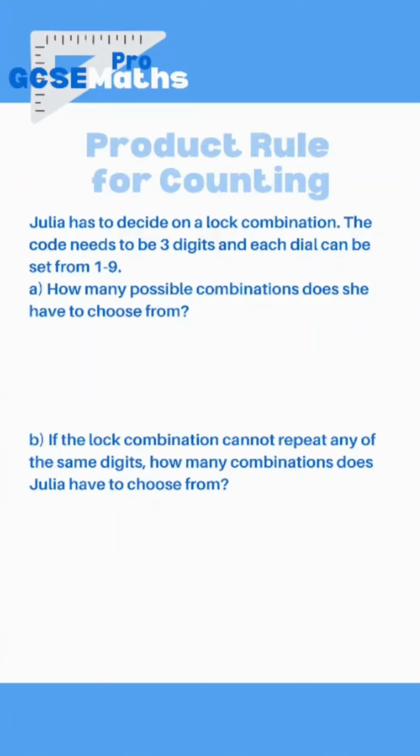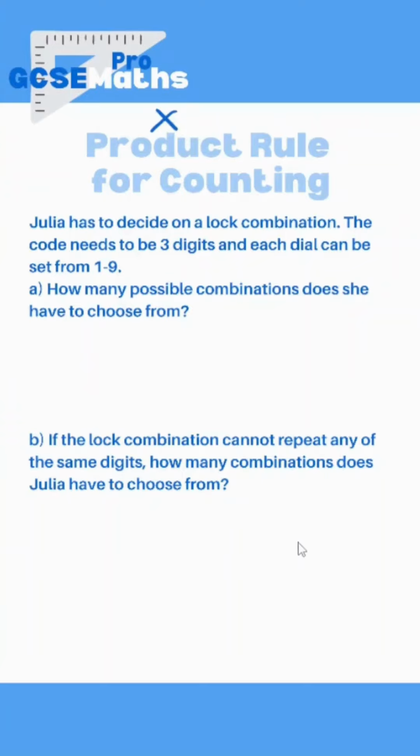So Julie has to decide on a lock combination. The code needs to be 3 digits and each dial can be set from 1 to 9. The first part is, how many possible combinations does she have to choose from? So product rule for counting is the name of this topic. Counting because we want to know how many, and product rule because it means we're going to be multiplying.